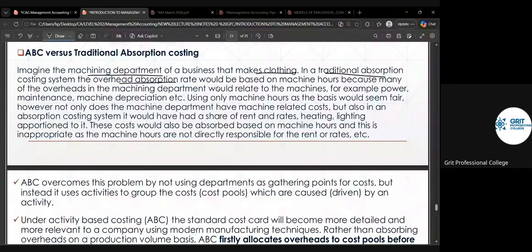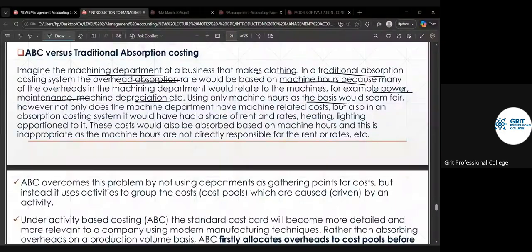We use the overhead absorption rate typically because the company will be machine intensive. We are going to use what? Machine hours to do the absorption of the overhead to the company's products. Okay? All right. So overheads like power, power, maintenance, machine depreciation, etc. All of these costs will be charged to the product based on what? The OER, which finds its basis as what? As the machine hours.